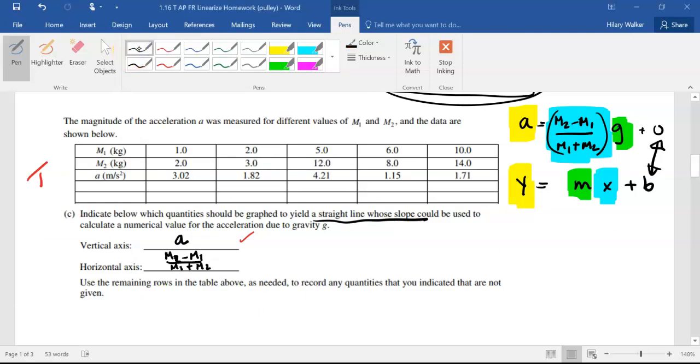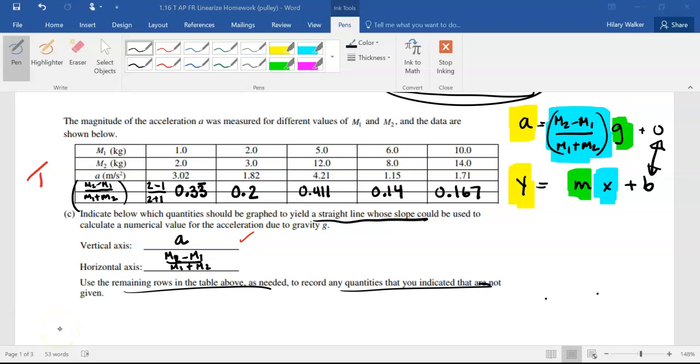We also need to make sure to use the remaining rows to record any quantities indicated. So we're going to need to find m2 minus m1 over m1 plus m2. I'm just going to do it in one box. For the first one, it's 2 minus 1 over 2 plus 1, so that's just 1 over 3, or 0.33 repeating. Go ahead and do that for each of those, and you can check your work. Let's go on to the next part.